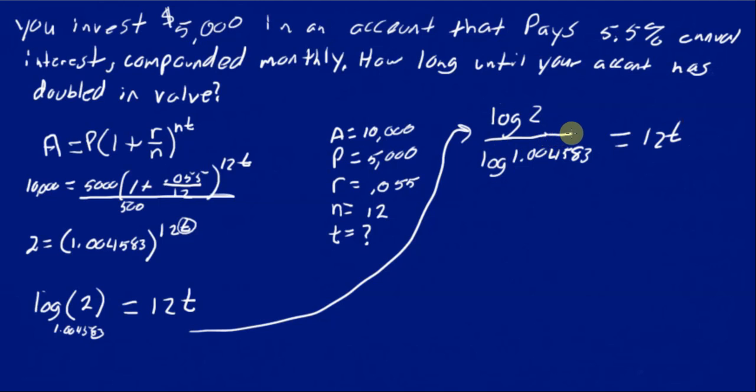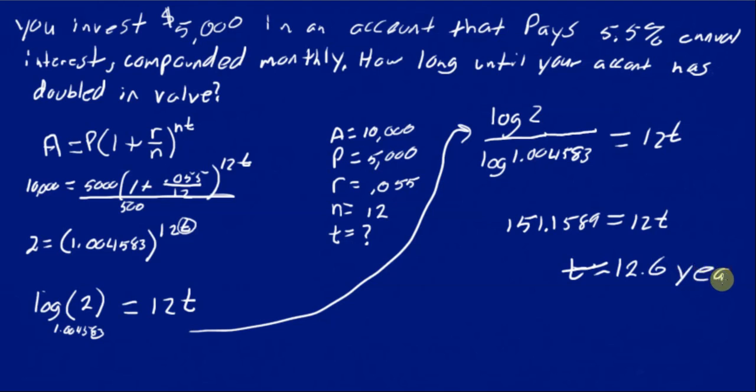Now we did this before, so on your calculator, take the log of 2. Don't forget to close the parentheses in your calculator. Divided by the log of 1.004583. And I came up with 151.1589 is equal to 12t. And of course, you're just going to divide by 12. And I got t to equal 12.6 years. So very, very similar to the problems we've done, except that log stuff at the end.